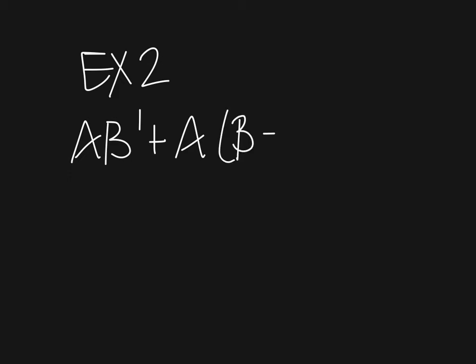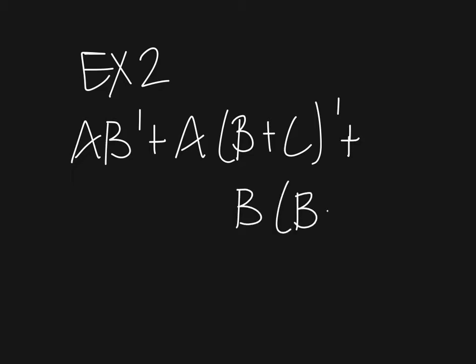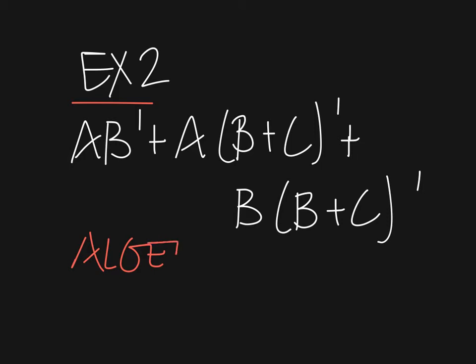This is the first of two videos using the same example. The example is A not B plus A, B plus C knotted plus B, I'll write it out neatly in a minute, B plus C knotted. In this version of the example, we're going to use algebra and simplify it and go through this example.